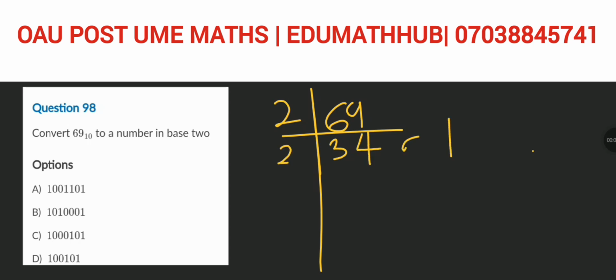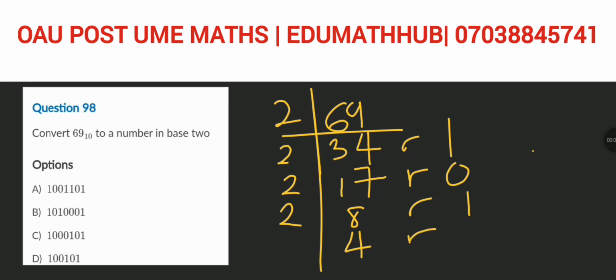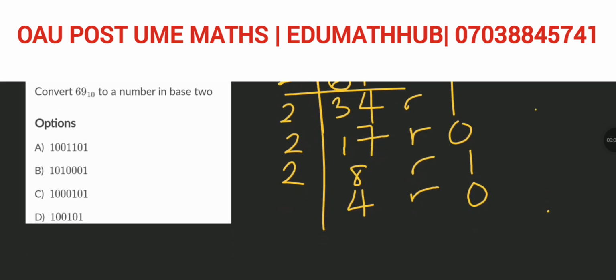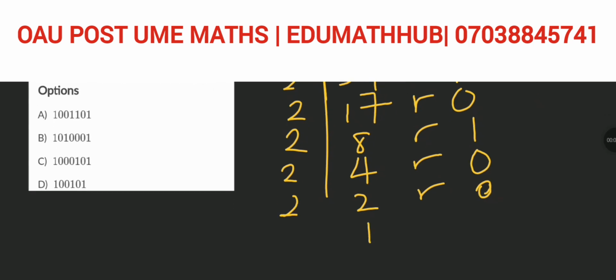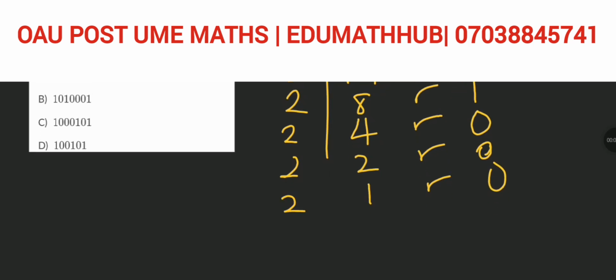2 in 34 will give you 17. That will give you remainder 0. 2 in 17 will give you 8. Remainder 1. Now 2 in 8 is 4. Remainder 0. 2 in 4, 2. Remainder 0. 2 in 2, 1. Remainder 0. 2 in 1 is not possible. So you write 0, remainder 1.